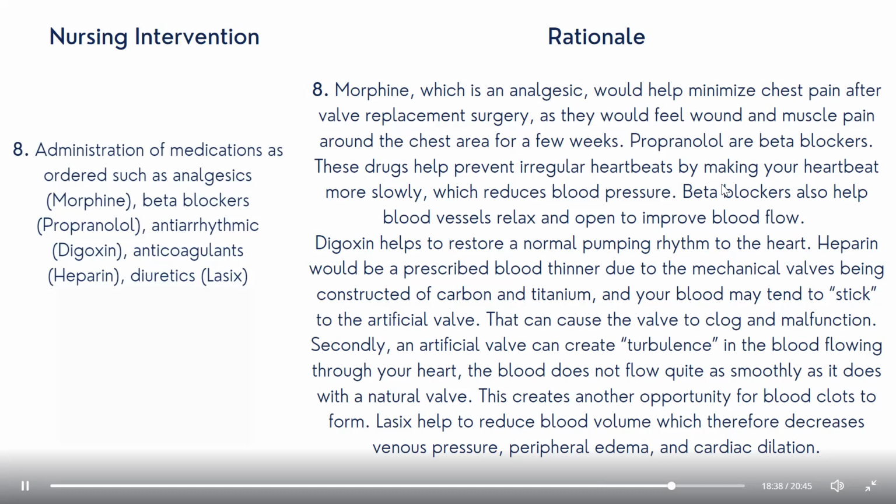Digoxin helps to restore a normal pumping rhythm to the heart. Heparin would be a prescribed blood thinner due to the mechanical valves being constructed of carbon and titanium, and your blood may tend to stick to the artificial valve. That can cause the valve to clog and malfunction. Secondly, an artificial valve can create turbulence in the blood flowing through your heart. The blood does not flow quite as smoothly as it does with a natural valve. This creates another opportunity for blood clots to form. Lastly, Lasix. This helped to reduce blood volume, which therefore decreases venous pressure, peripheral edema, and cardiac dilation.